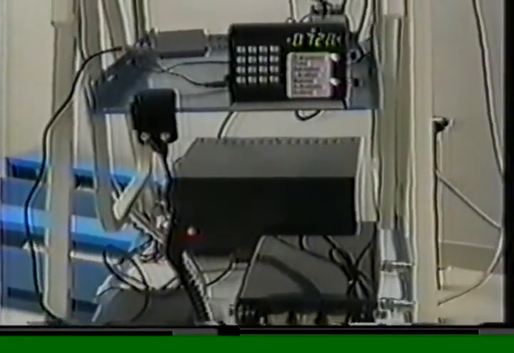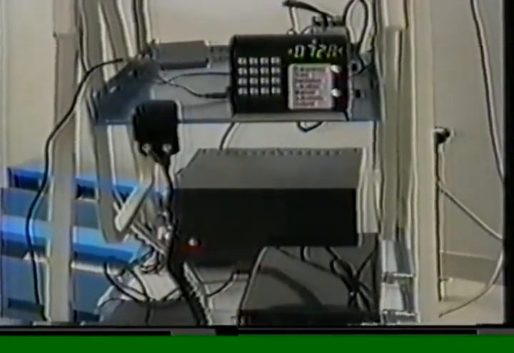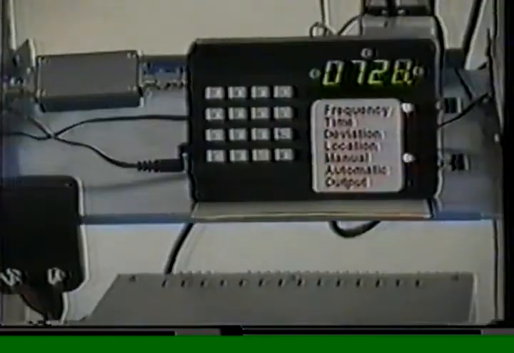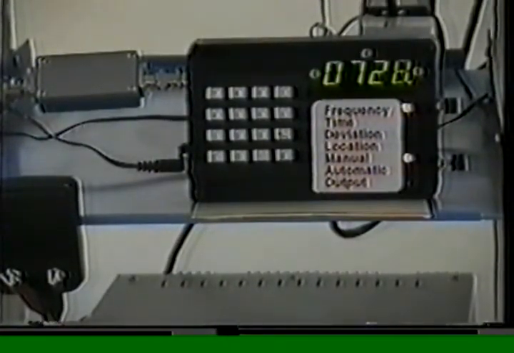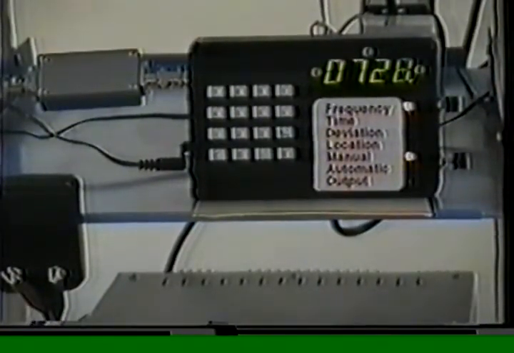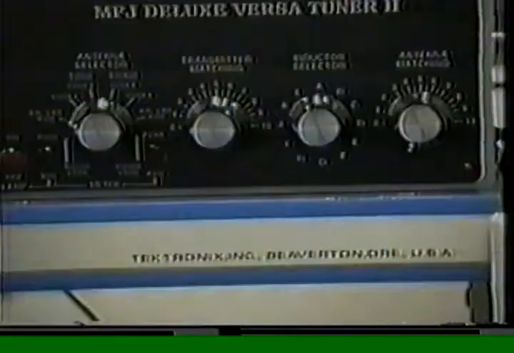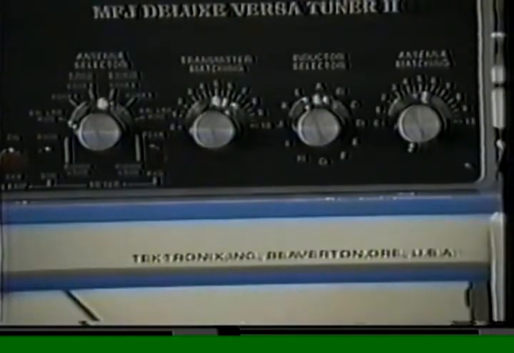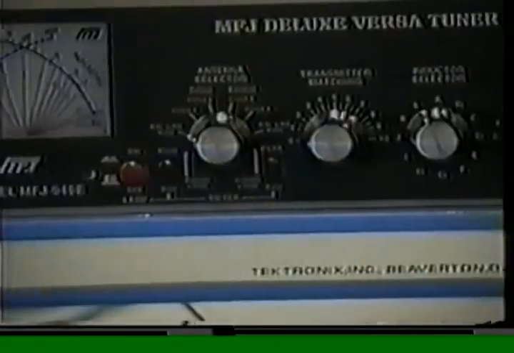Here we see a unit in 510XL CB, my original linear amplifier, which is mentioned in the book, power supply, microphone, function generator. Here's a little close-up. The little box coming out of the function generator is a voltage reducer. Close-up of the antenna tuner in its standard operating mode.